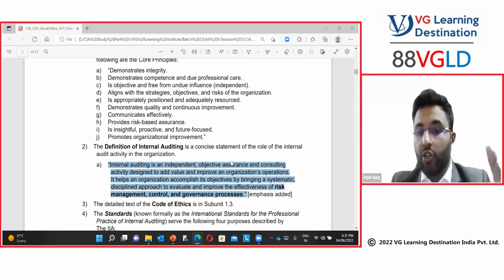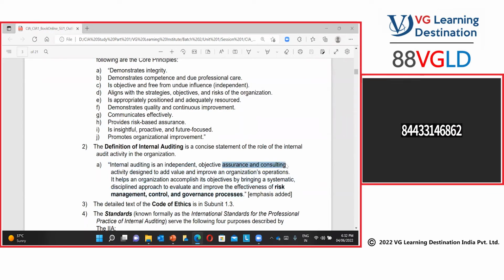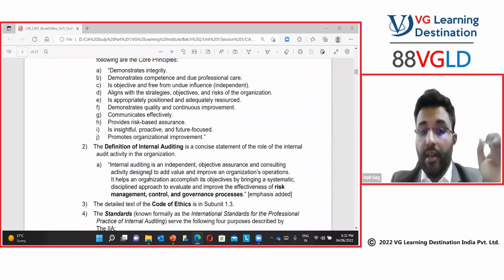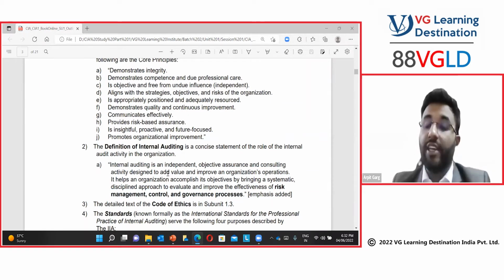All right. So the two types of engagements that we do, the two nature of services, the two types of activities that we do are, what are those activities? Type of assurance and consulting activities. Assurance and consulting. All right. Now, very, very important is internal auditing is basically designed to add value. So we as internal auditors, the most important thing is we should add value, folks.